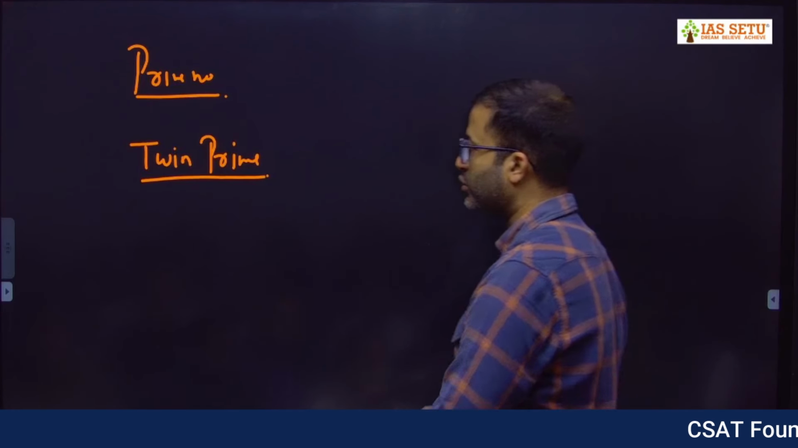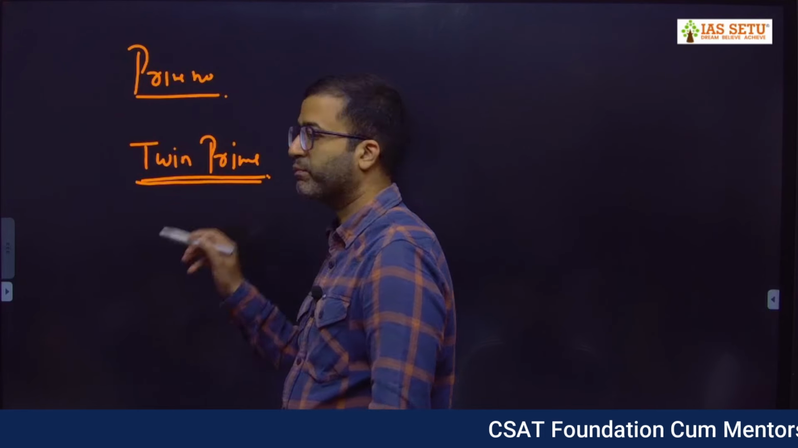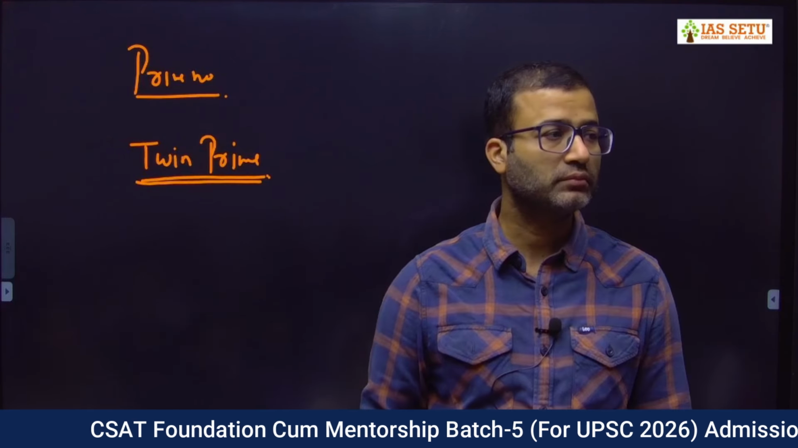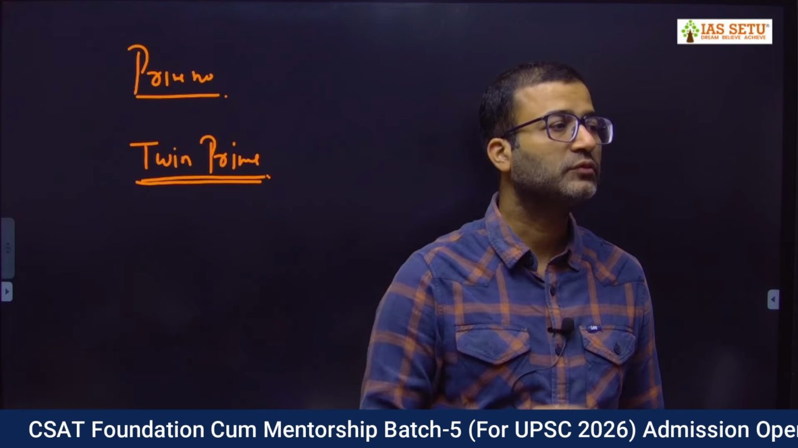Now the next topic or next concept here is twin prime. Any one of you know what twin prime is? Prime numbers where the difference is exactly 2. Difference 2. So you can write: twin prime. Two consecutive prime numbers with a difference of exactly 2 are called twin prime.